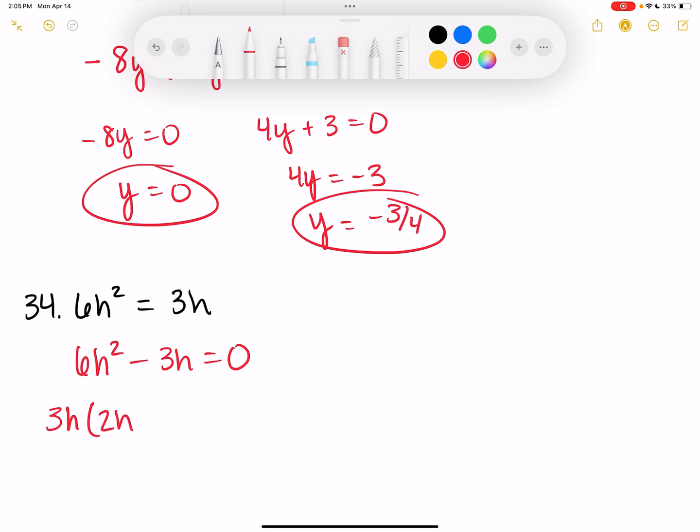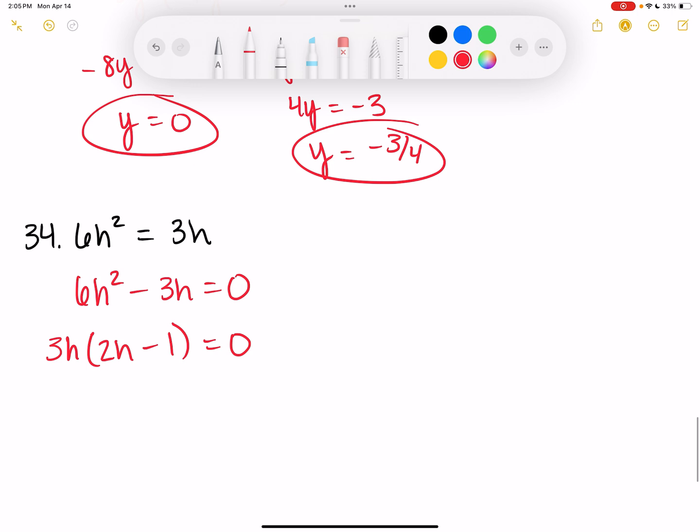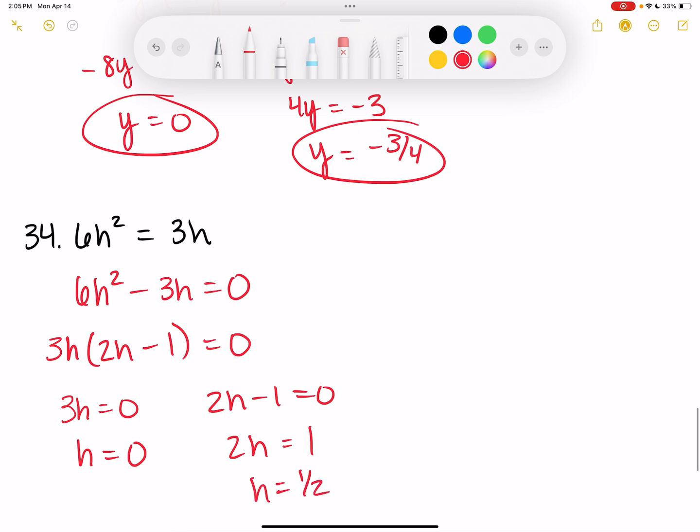Yep, 2h. And then taking out a 3h gives you 1, so that would be minus 1 there. And then we just set each piece equal to 0. So 3h equals 0, and 2h minus 1 equals 0. So I've got h equals 0, and then 2h equals, add the 1, so 1, and then divide by 2, so h equals 1/2. So I have h equals 0 or h equals 1/2.